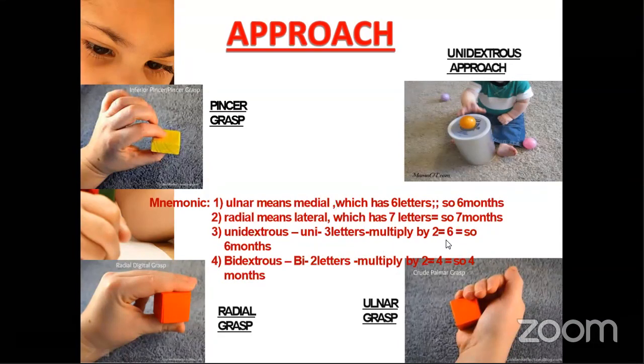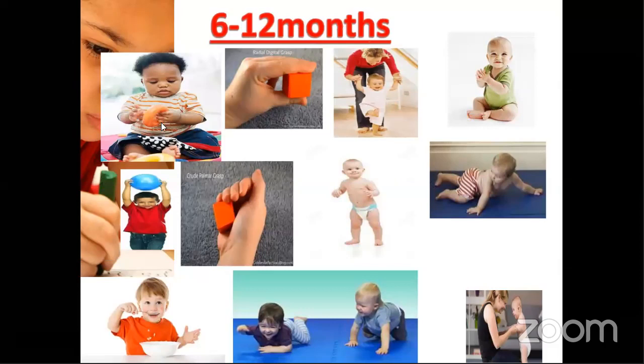MEDIAL. Okay, radial means the lateral, which has 7 letters, so that will be 7 months. Unidextrous has 3 letters multiplied by 2, that's 6 months. Bidextrous has 2 letters, 2 by 2, that's 4. This is one way of remembering the milestones. That's it. Next, 6 to 12 months.